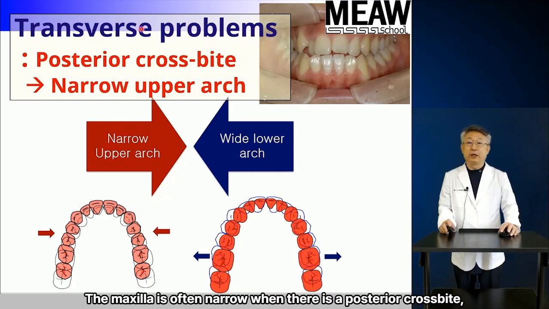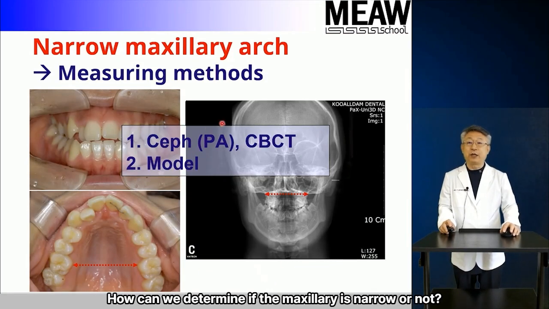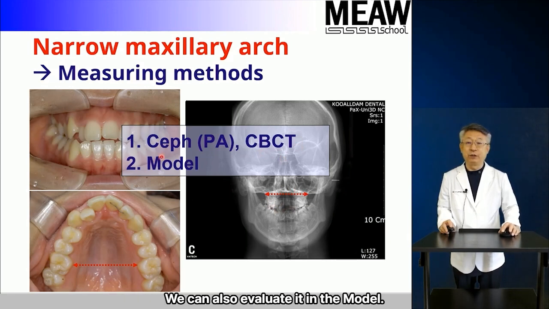The maxilla is often narrow when there is a posterior crossbite. For cases of posterior crossbite, we must determine whether the maxilla is narrow or it is a wide mandible with normal maxilla. How can we determine if the maxillary is narrow or not? We can assess maxillary width in PA-CEF and CBCT. We can also evaluate it in the model.